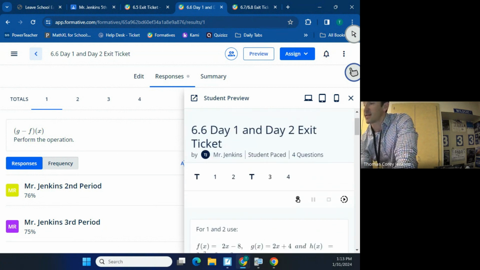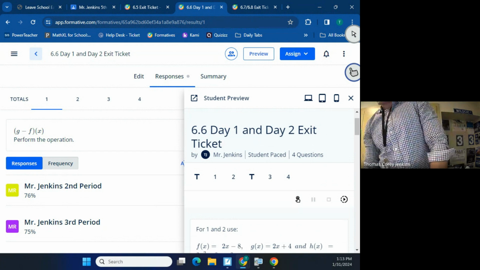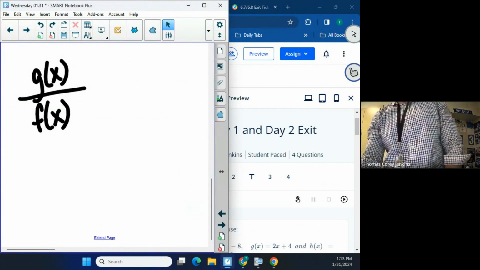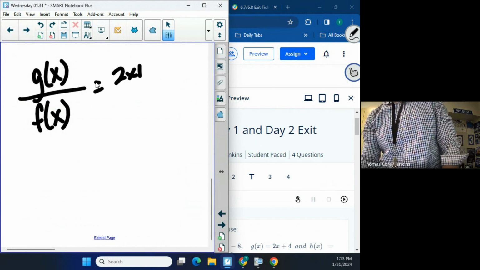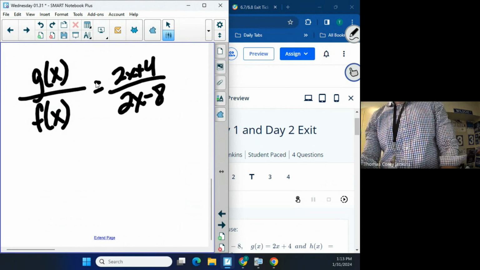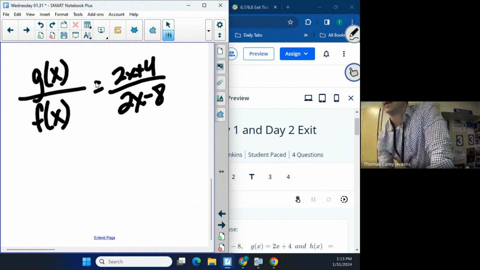Okay, so g of x is 2x plus 4. F of x is 2x minus 8. So 2x plus 4 over 2x minus 8. And I will say that I'm a little offended you missed this one because it's on your notes, but that's okay.